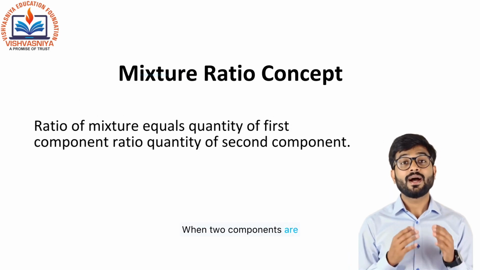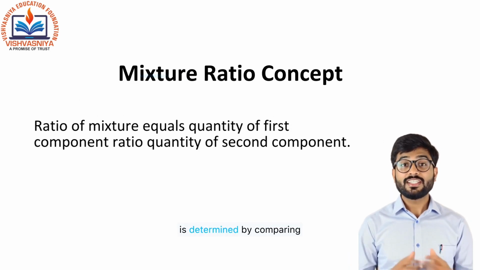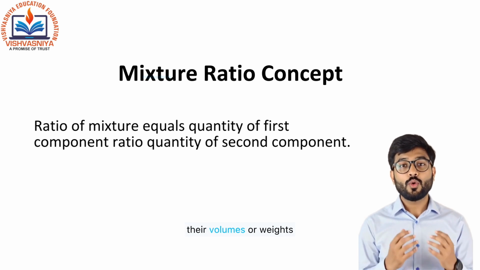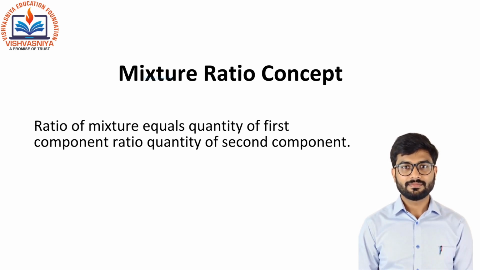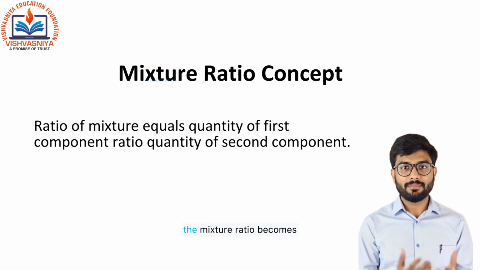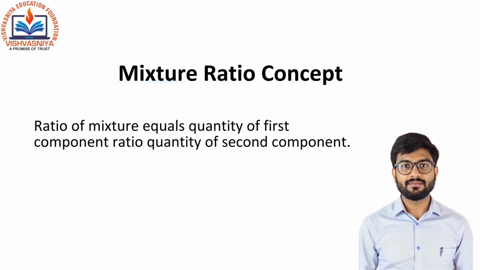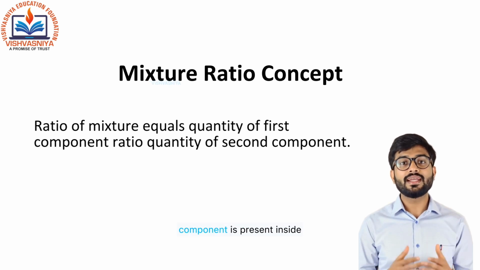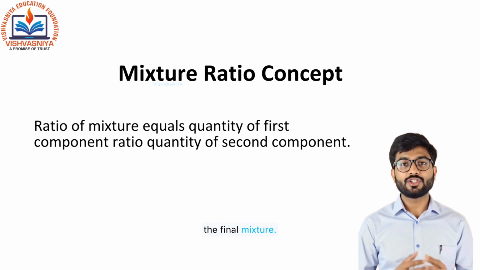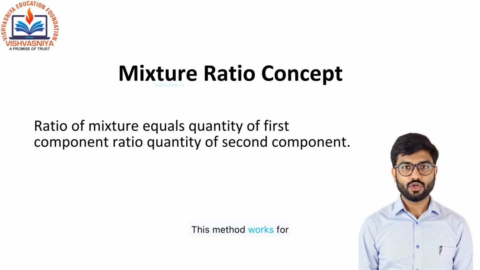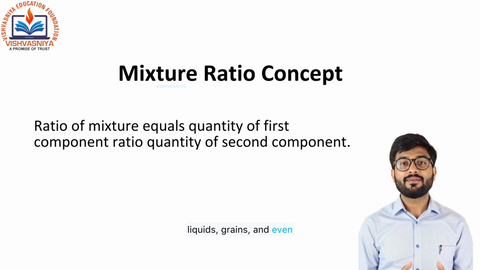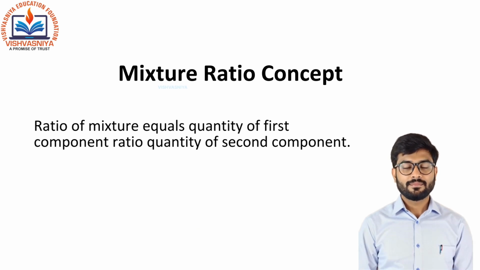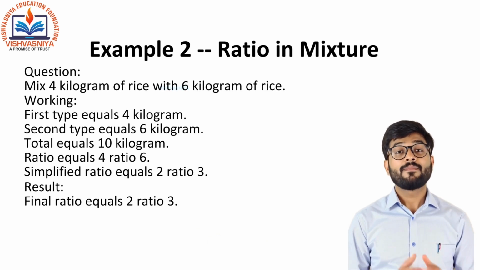When two components are mixed, the final ratio is determined by comparing their volumes or weights after mixing. If component 1 is A units and component 2 is B units, the mixture ratio becomes A:B. This ratio helps calculate how much of each component is present inside the final mixture. This method works for liquids, grains, and even chemical solutions. Let us take an example.